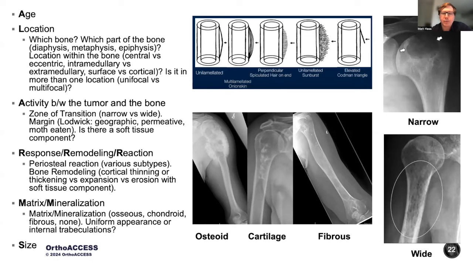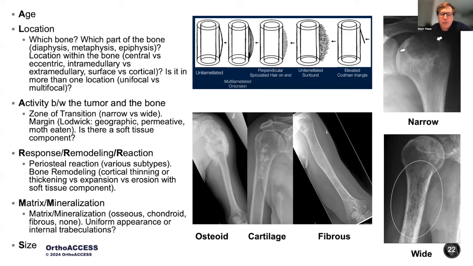So that's the ALARMS mnemonic for looking at X-rays of the bone to help narrow your differential diagnosis within clinic. One other comment I'll make on the zone of transition within this activity section is that this really tells you the biologic activity and growth rate of the tumor. So you can think about a narrow zone of transition as meaning slower growth. Again, you can trace your finger around it.